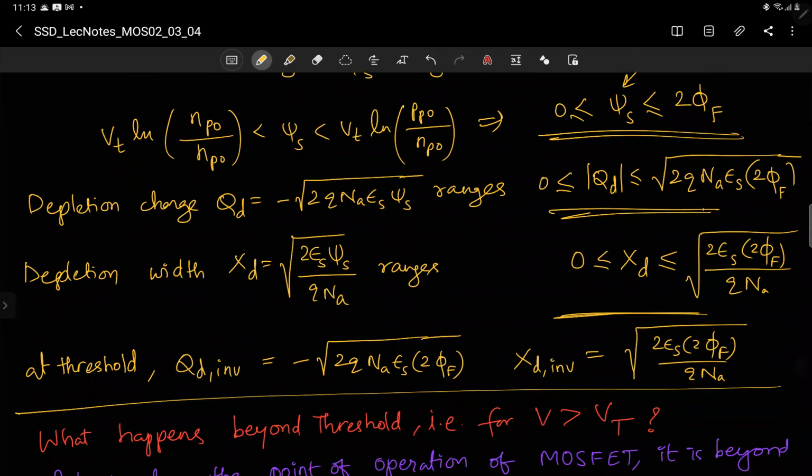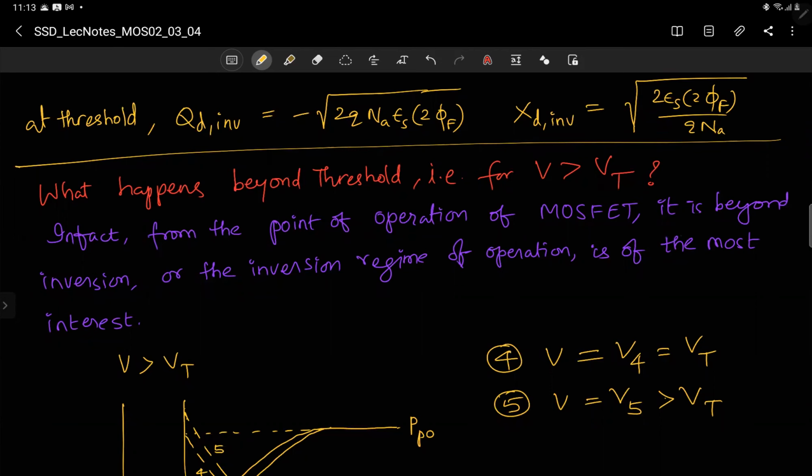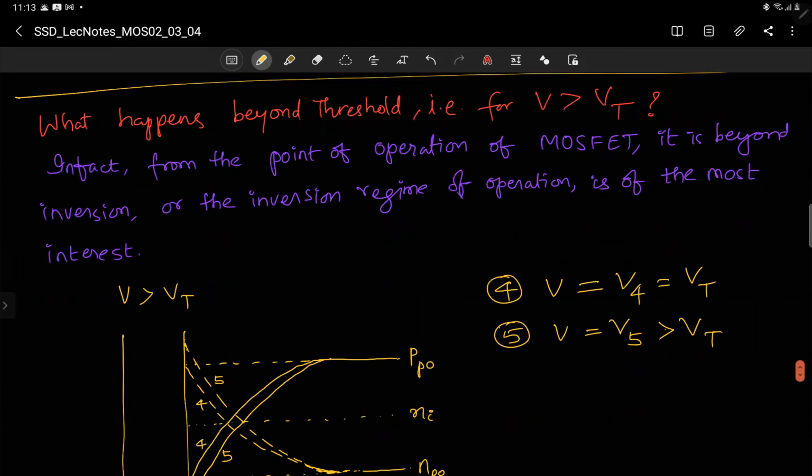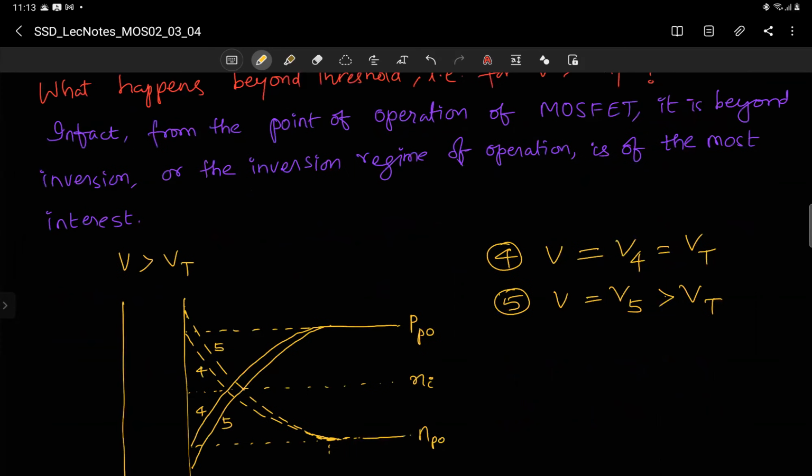Now moving forward, what happens beyond threshold? That is for V greater than Vt. In fact, from the point of view of MOSFET operation, it is the inversion regime of operation beyond threshold that is of the most importance or interest. It is the inversion regime of operation that is of interest to device engineers or circuit engineers as far as the operation of the MOSFET transistor is concerned.